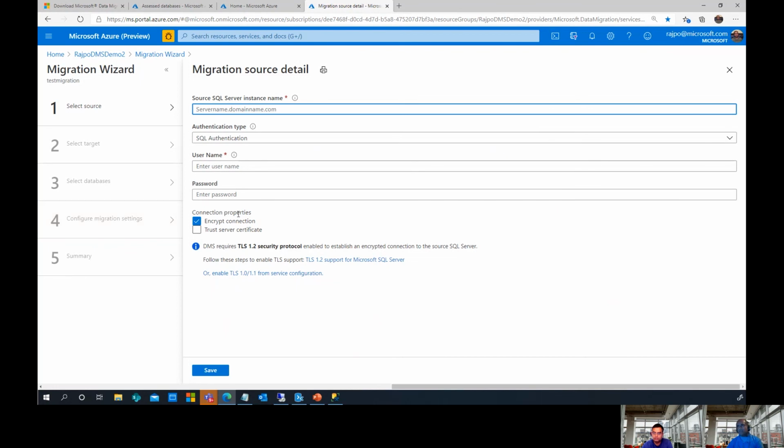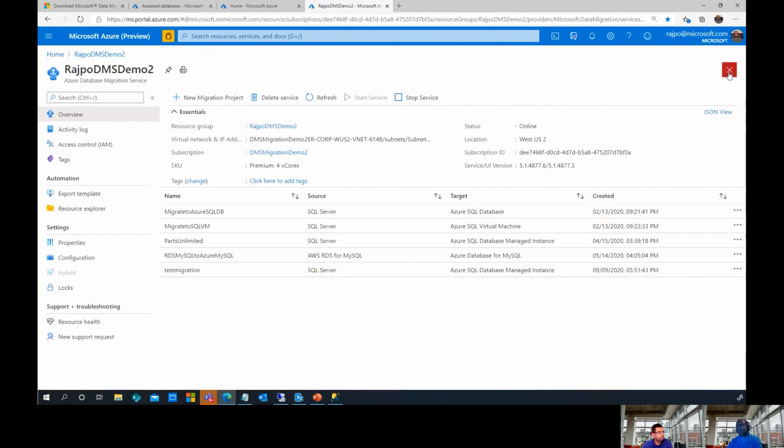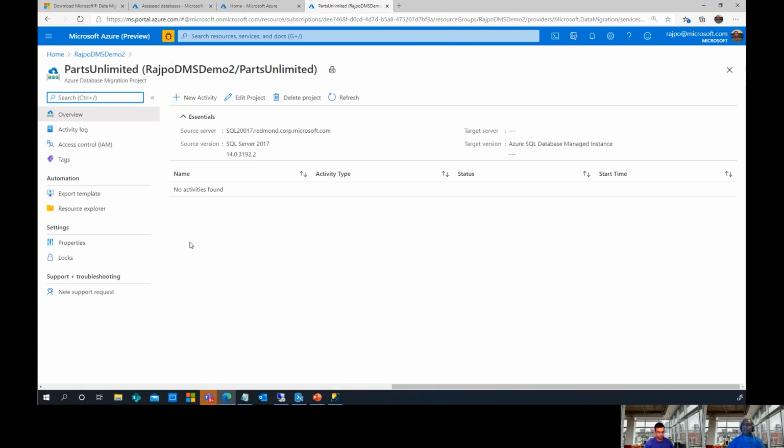So for the sake of time, I'm not going through the experience, but if you want to go through this experience in depth, I encourage you to come to my other session, the app modernization session, where we will go much deeper into these steps. And then quickly, let me show you an existing project that I already created, which is Parts Unlimited here.